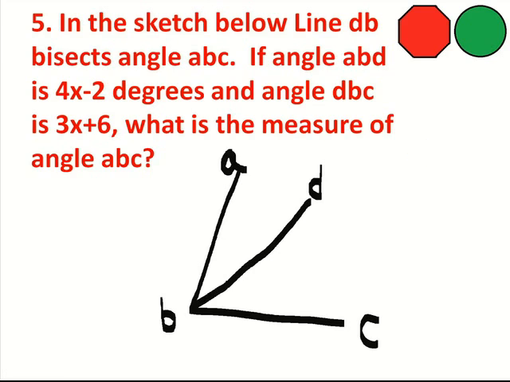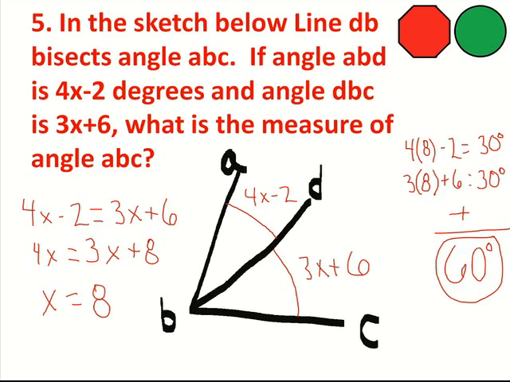Alright, let's see how you did. In the sketch below, line DB bisects angle ABC. If angle ABD is 4x minus 2 degrees and angle DBC is 3x plus 6, what is the measure of angle ABC? Well, let's see how you did. First of all, you would recognize that this is the angle bisector, and the angle bisector tells us that this angle right here is 4x minus 2, and this angle right here is 3x plus 6, which now just turns it into an algebra problem.